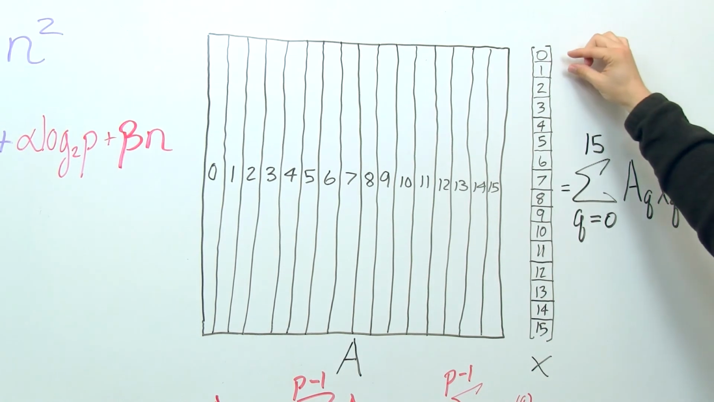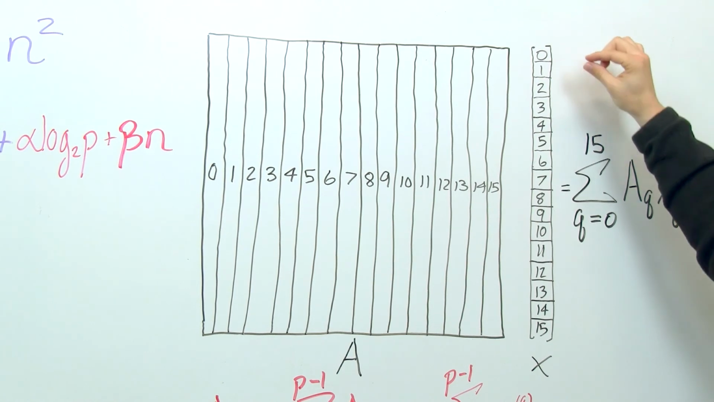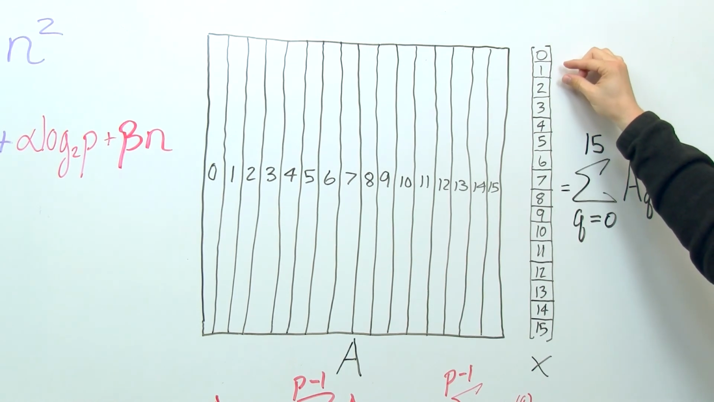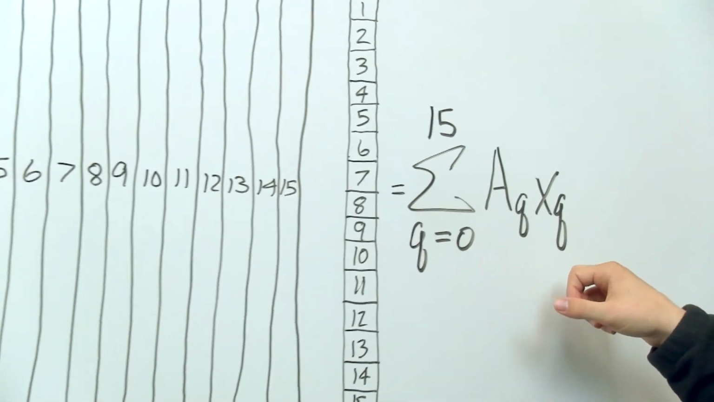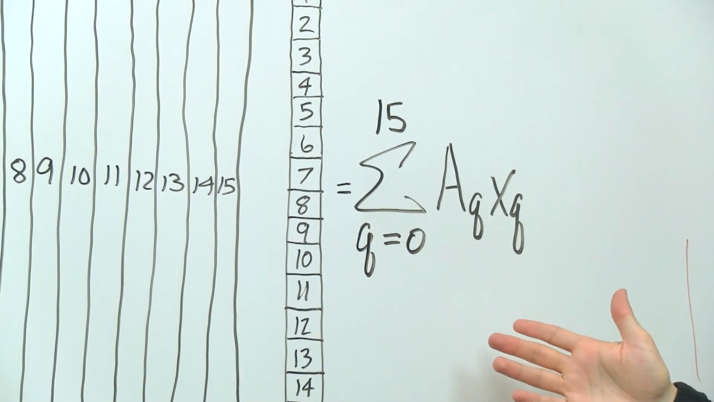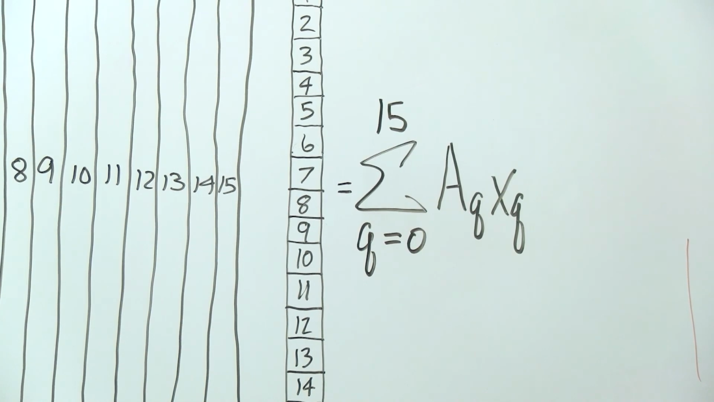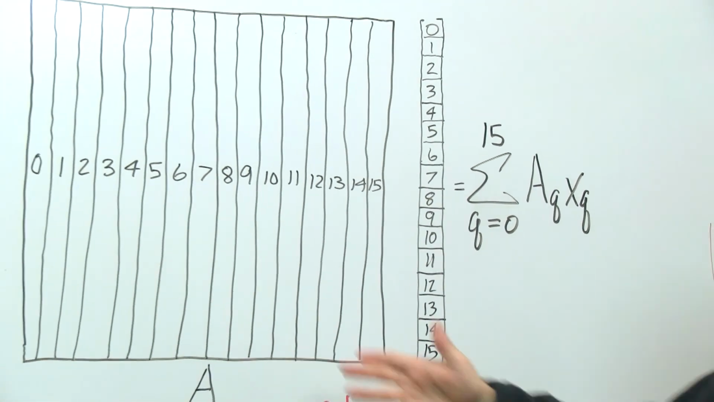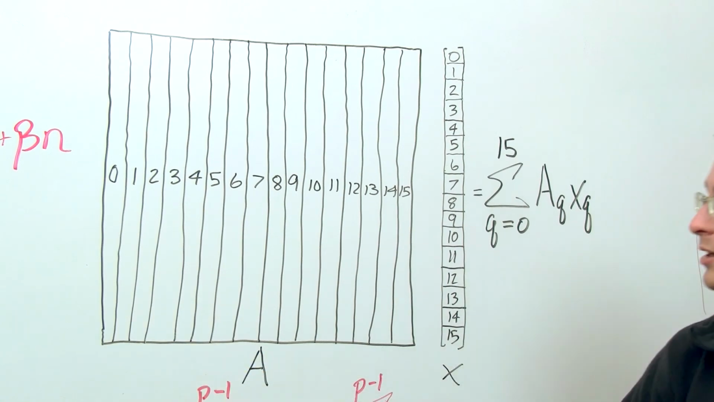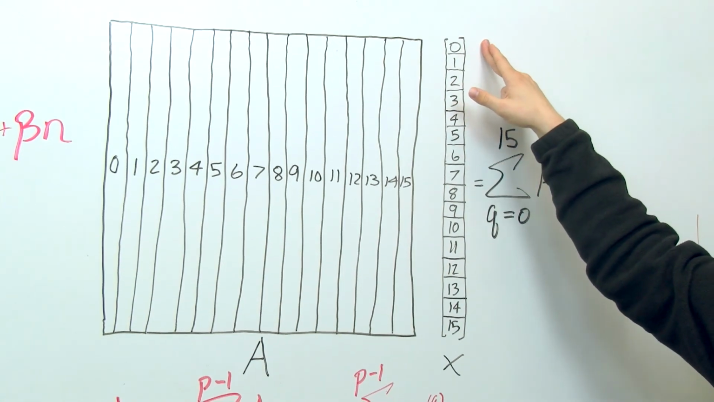So process 0 would get the first n over 16 entries, process 1 would get the next n over 16 entries, etc. So what's natural then is to express this product A times x as the sum over all the processes of A sub q times x sub q. And so what this implies is that if we had 16 different processes, we could have each of them locally perform their matrix vector multiplication with their portion of A times their corresponding portion of x. And then what they want to do is sum these results in some way and then perhaps distribute the result.